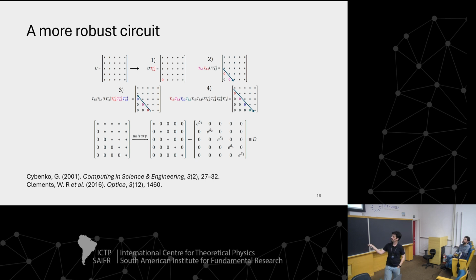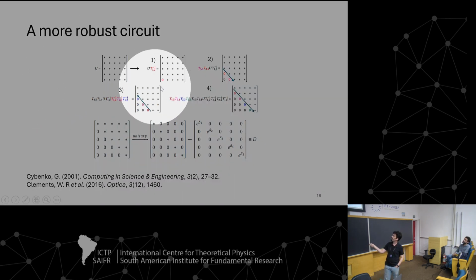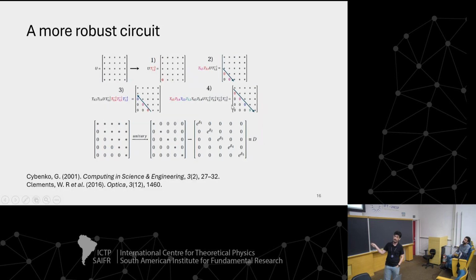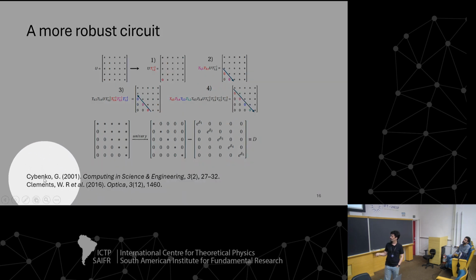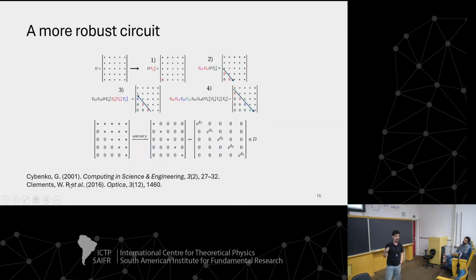And so this is just the recipe to decompose a unitary in terms of these Givens rotations, or in terms of how you program your circuit. George Sebenko gave an idea of this in 2001, and Clements and others gave also, so this is purely theoretical, and this is applied to programmable beam splitters. And this is a very widely used architecture for programmable photonic circuits nowadays.